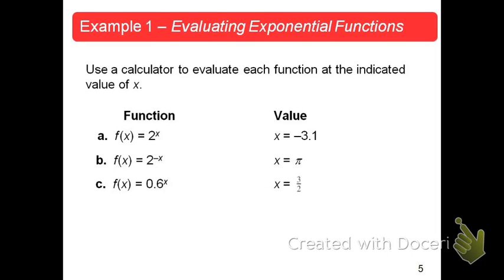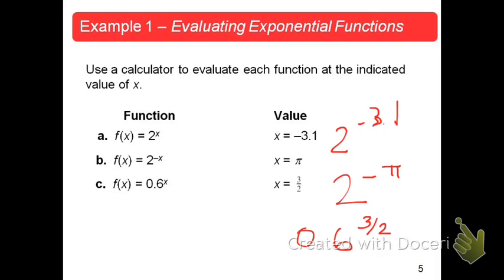To evaluate these exponential functions, then we actually have to use our calculator. The ones we saw earlier are easy to calculate, but when we're looking at irrational numbers or numbers that aren't just integers, it's sometimes not as easy. So what we want to do is evaluate, say for instance, 2 to the negative 3.1, or 2 to the negative pi. And pi, of course, is an irrational number. And then our last one is 0.6 to the 3/2.